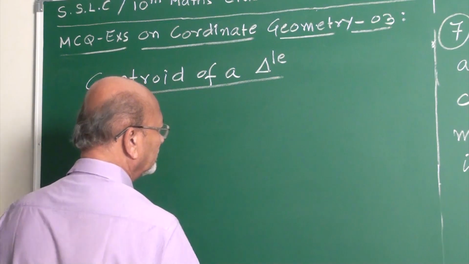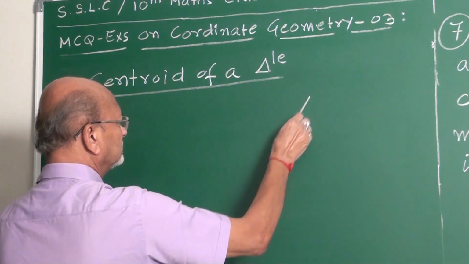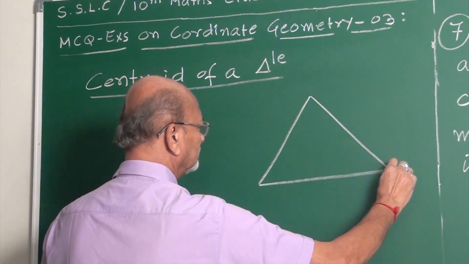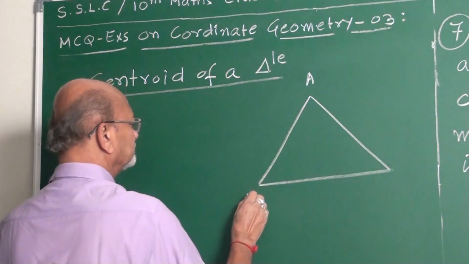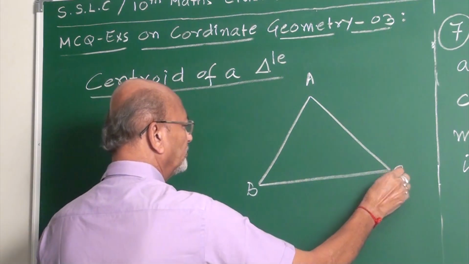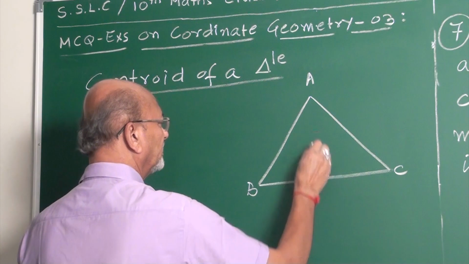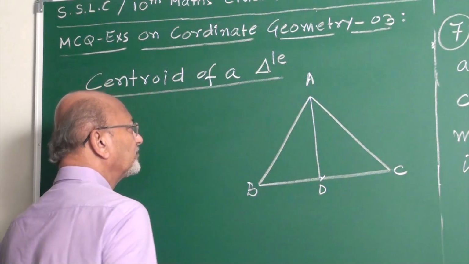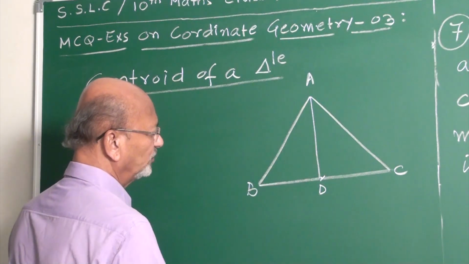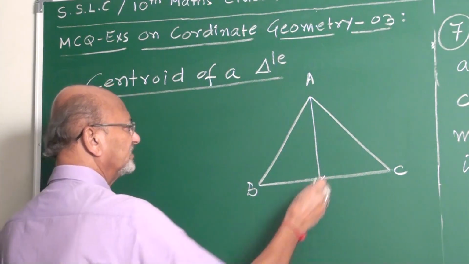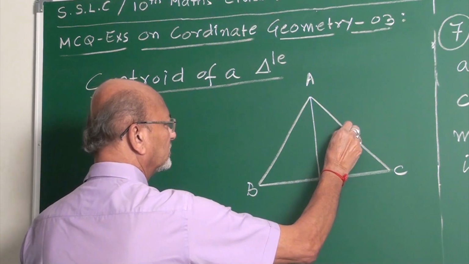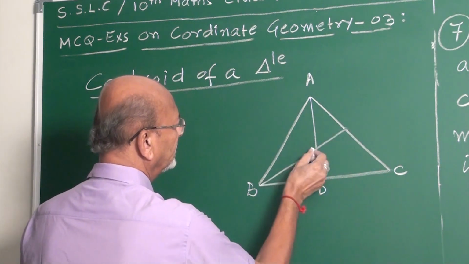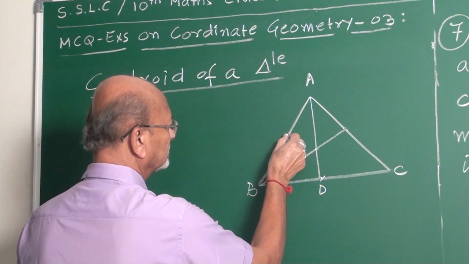Yes. Definition, my friends. And this is the triangle ABC. You know the median. This is the first median, AD. It is a line joining the vertex with the midpoint of the opposite side. This is the midpoint. Then this is the second median, and the third median should pass through this point of intersection.